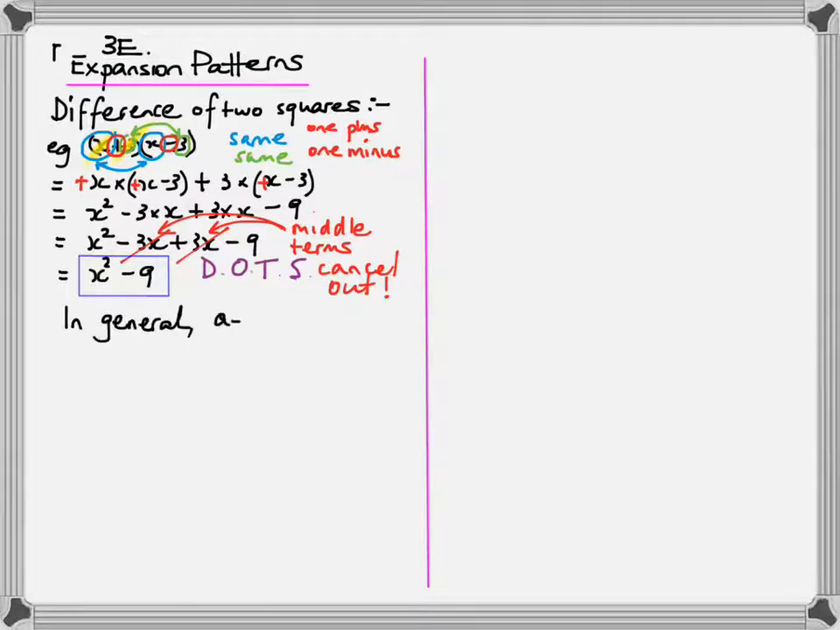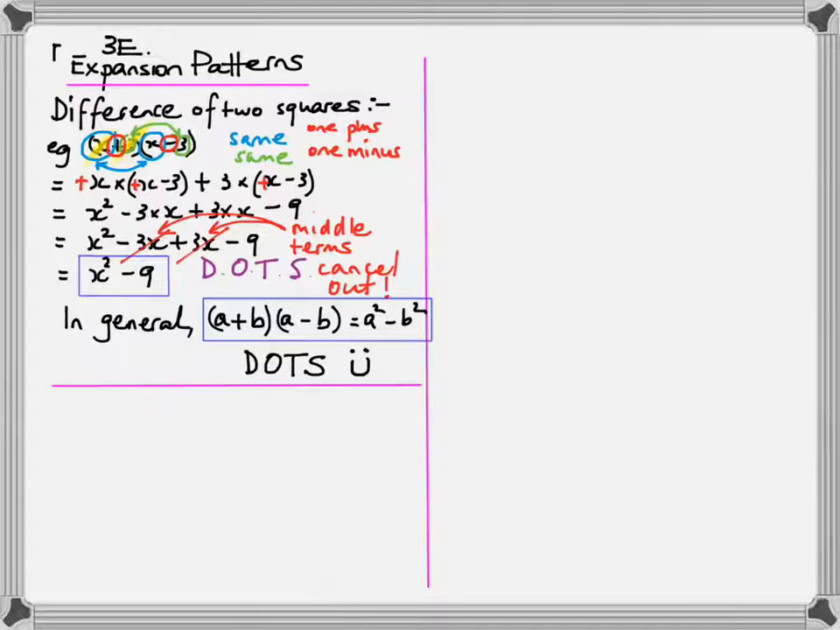Now, in general, we have this arrangement here. That's how to recognise a difference of two squares. You've got to have an a plus b in one bracket and an a minus b in the second bracket, and that yields a squared minus b squared. So you can recognise them now, and you don't have to worry about the expansion. You can just come up with the answer once you understand what's happening here. Okay? Let's do another one.